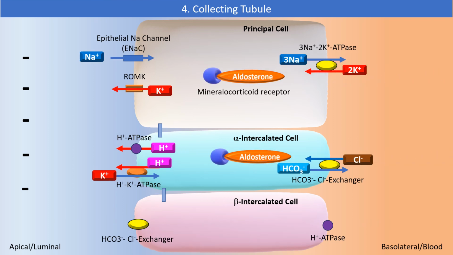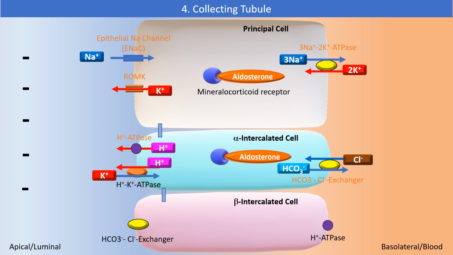Aldosterone is a hormone that can bind to mineralocorticoid hormone receptors in principal and alpha intercalated cells to upregulate the expression of ENaC, potassium channel, sodium-potassium ATPase, hydrogen ATPase, and bicarbonate-chloride exchanger. Overexpression and activity of these transporters can result in an increase in sodium reabsorption and an increase in the secretion of potassium and hydrogen.